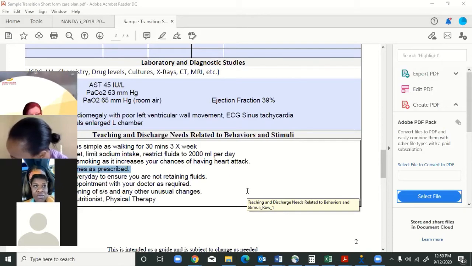Got the patient retaining fluid. Okay, because the kidneys excrete potassium. So I'm going to expect my patient to be hyperkalemic. Too much potassium. Hyperkalemic, too much potassium. What am I at risk for? Cardiac arrhythmias. I'm at risk for.